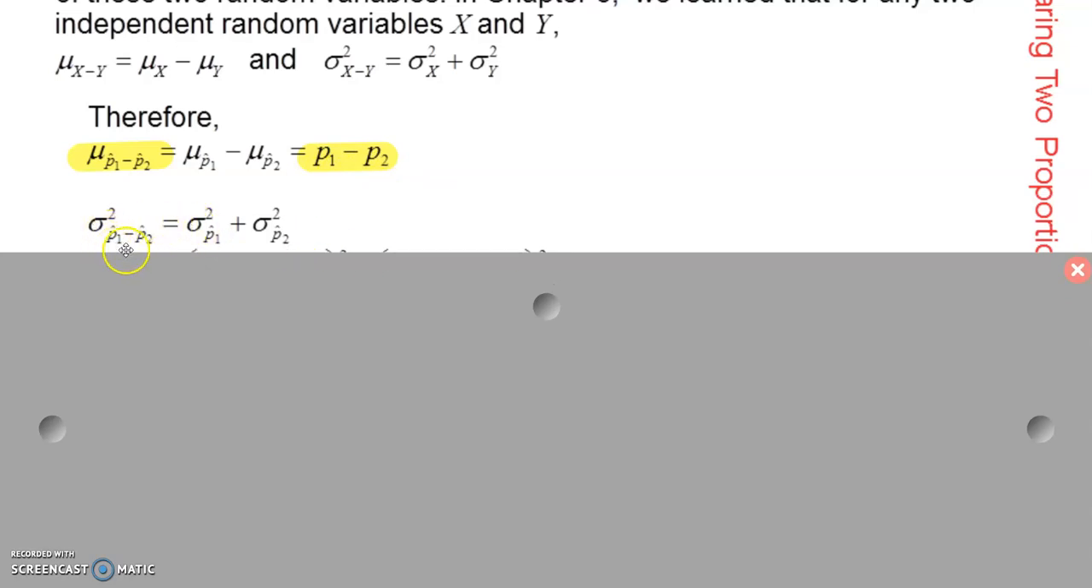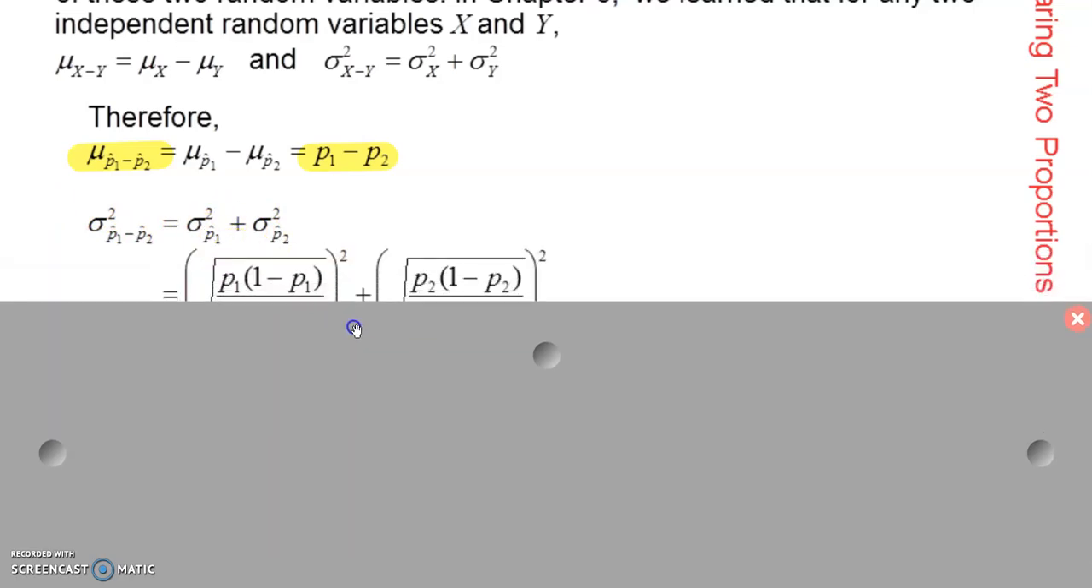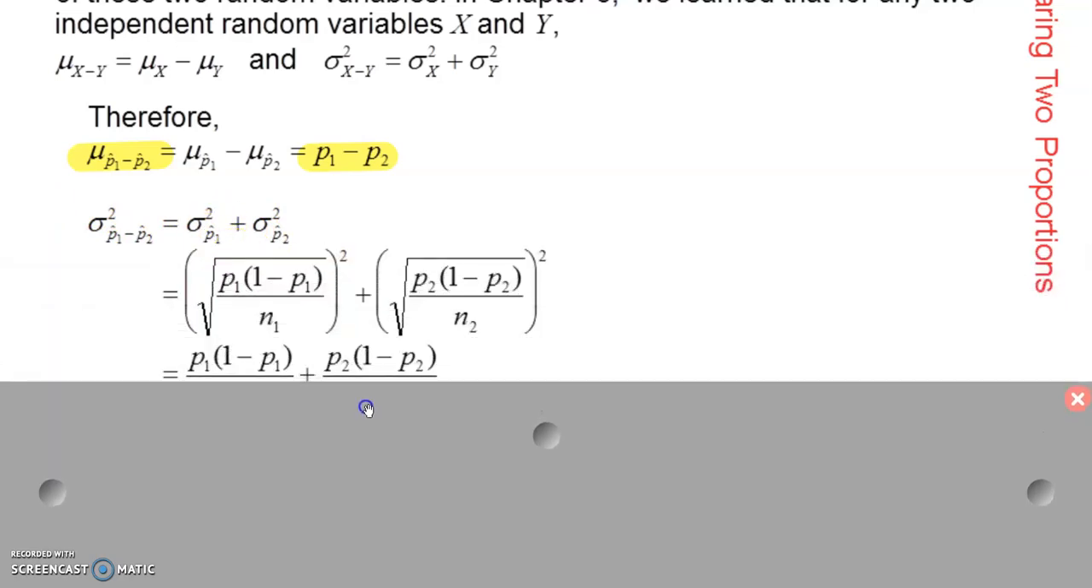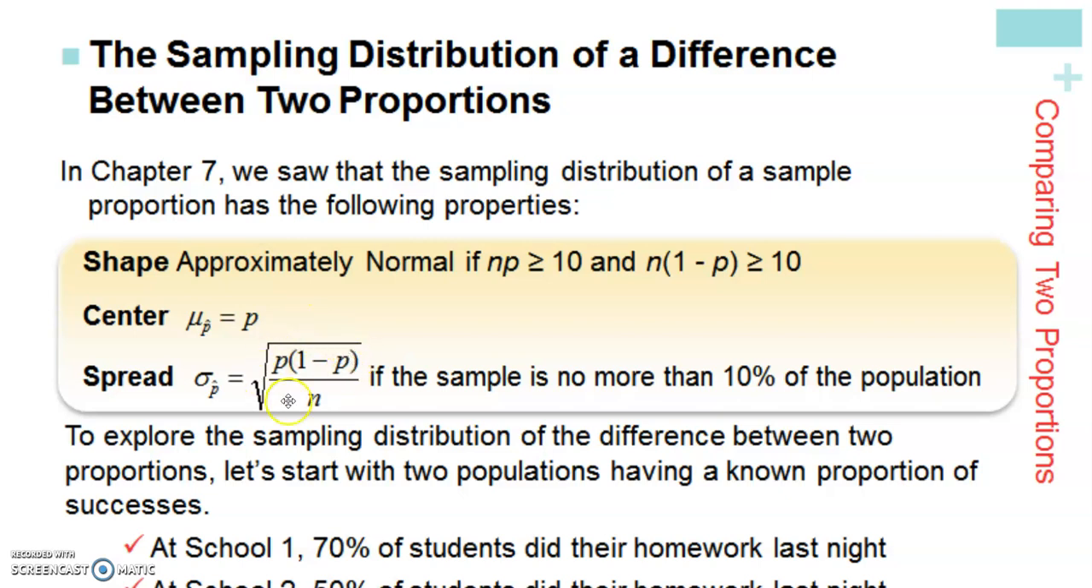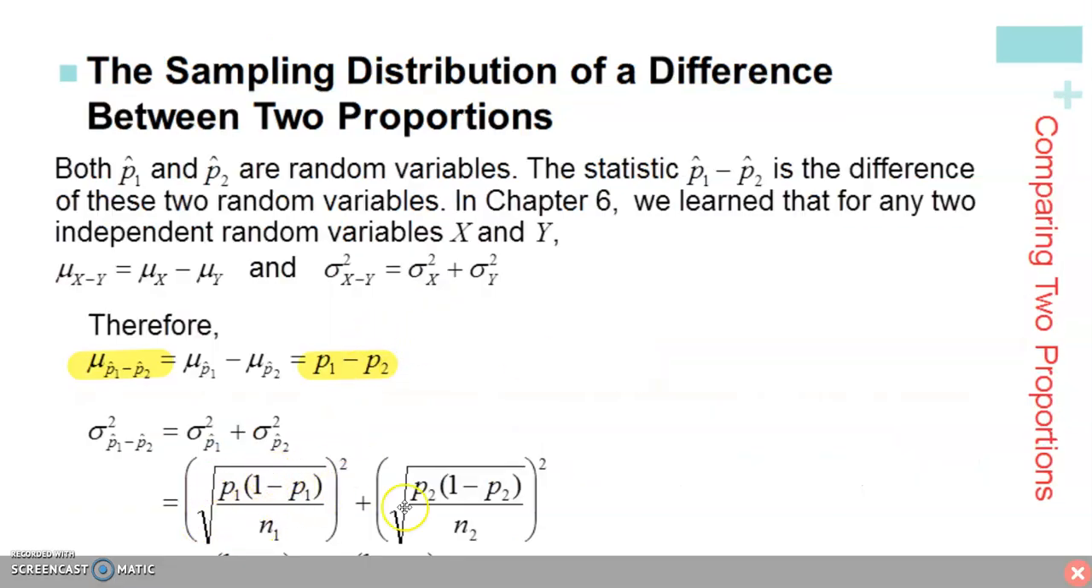And you can find the variance of the sampling distribution by adding the variances of the individual sampling distributions for p hat 1 and p hat 2, which we had a formula for those that we reviewed right here. So basically I'm going to use this formula for p1, and I'm going to use the same formula again for p2. That gives me that and that.